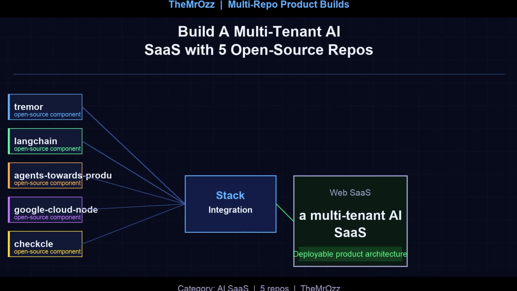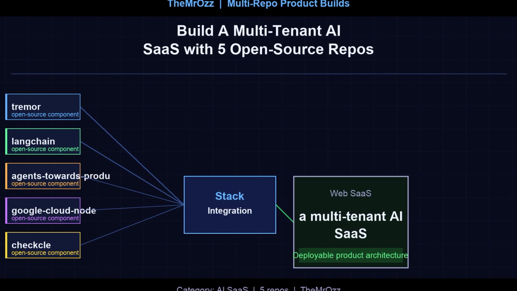Agents Towards Production provides the reliability layer for the agent deployments. It is a collection of patterns and infrastructure code for running LangChain agents in production with queue-based job processing, retry handling, timeout management, and structured logging. These patterns prevent the agent layer from behaving unpredictably under real user load.